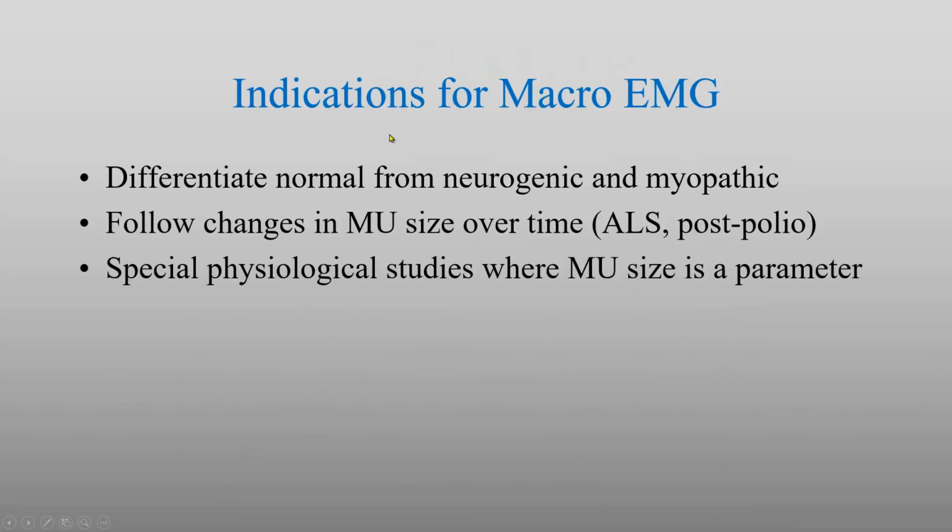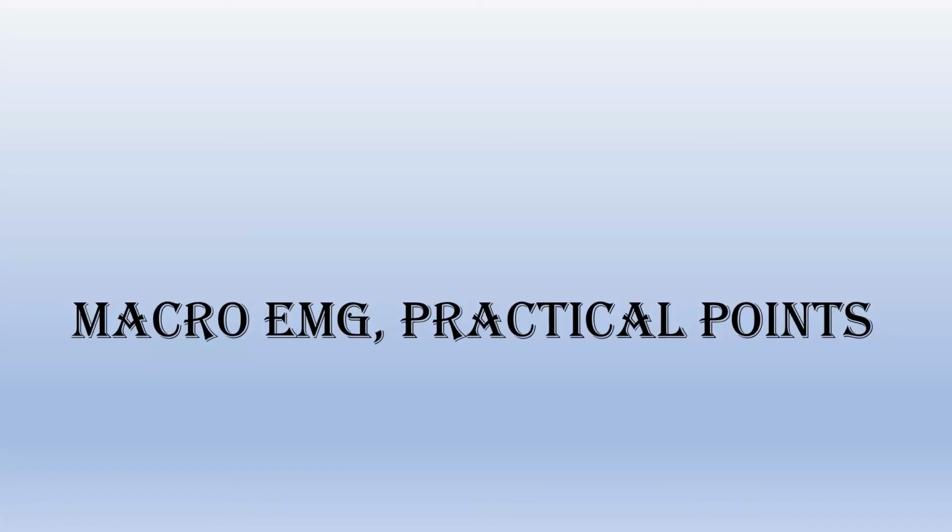And the indications for macro EMG are that we can differentiate neurogenic and myopathic situations. We can follow changes in the motor unit size, for example in ALS and in post-polio, as I showed. And we can also study the motor unit size as a parameter in certain conditions. Now we are going to do some live recordings, but first of all some introductory slides about practical details.